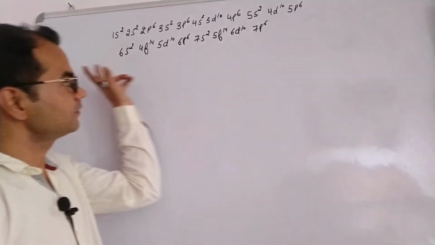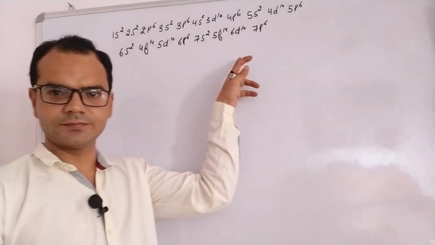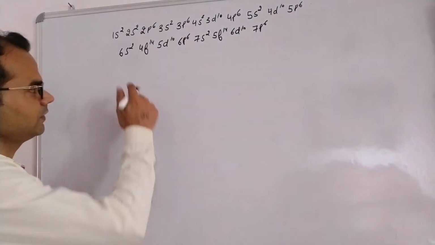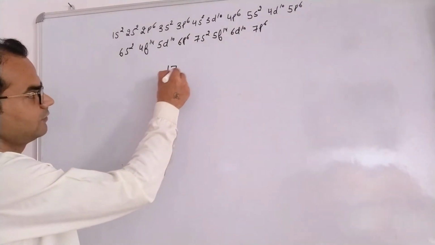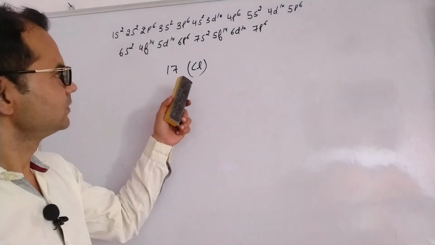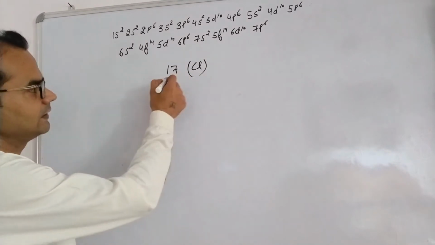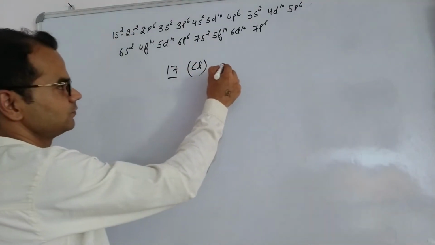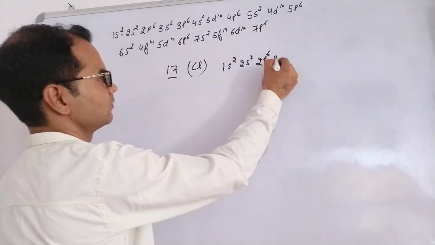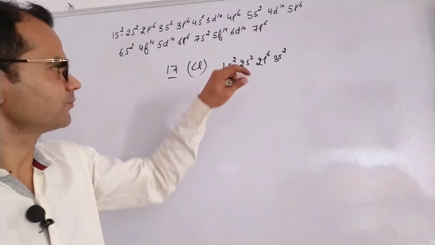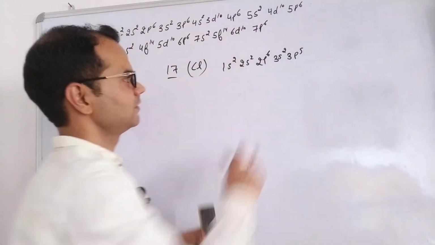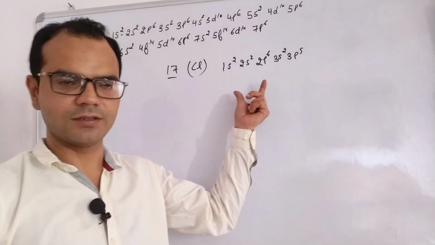So here we have the increasing order of atomic orbitals. Let's solve some examples. For example, we have to write the electronic configuration of atomic number 17, that is chlorine. So just count the electrons. We need 17 electrons. 1s2, 2s2, 2p6, 3s2. How many electrons are filled? 12. We need 5 more, then 3p5. This is the electronic configuration of chlorine.